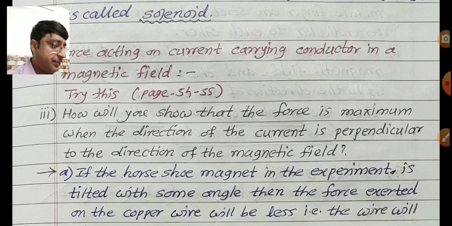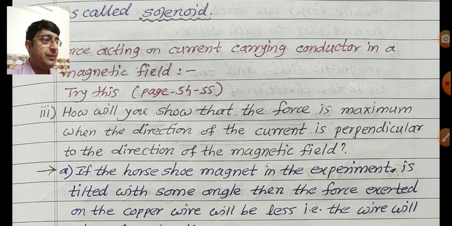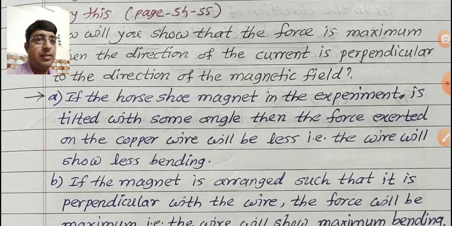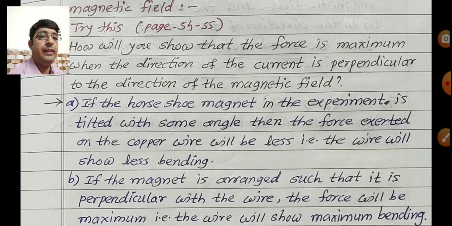Page number 55 in your textbook, and that question is given related to our activity. So how will you show that the force is maximum when the direction of the current is perpendicular to the direction of the magnetic field? So the answer: if the horseshoe magnet in the experiment is tilted, meaning bent slightly to one side at some angle, then the force exerted on the copper wire will be less. That is, the wire will bend slightly less.